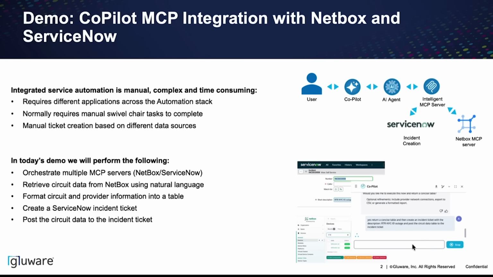And that's it. We just completed a multi-system workflow that would normally require you to log into two different systems, search for circuits, copy information, switch to another system, create a ticket, paste the data, and so on and so forth. That's easily 10 to 15 minutes of manual work, and that's if you don't make any mistakes along the way. With Copilot, we did it in seconds through a simple conversation.